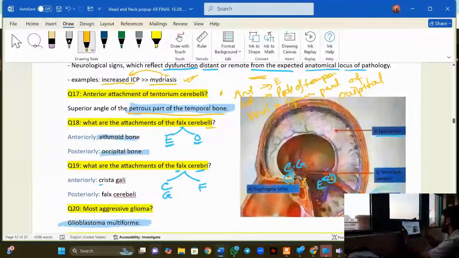What are the attachments of falx cerebelli? Anteriorly ethmoid bone. No, anteriorly crista galli and posteriorly falx cerebelli. Okay, anterior crista galli and falx cerebelli.